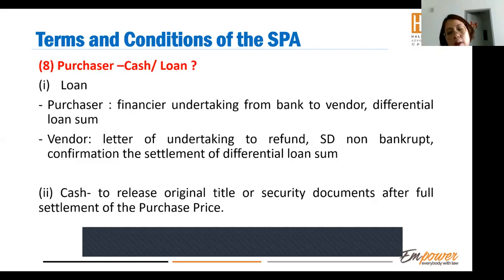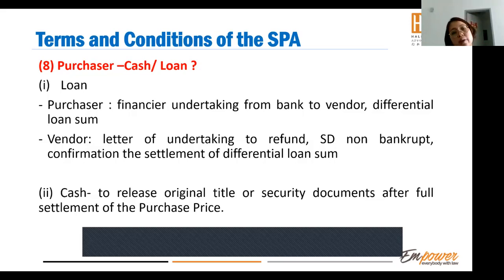Differential loan sum means the difference from the clean loan amount. If let's say you only obtain 80% of your loan and the deposit that you already paid is 10%, there will be a remaining 10% that the purchaser needs to fork up from his own funds and pay to the vendor's solicitor as a stakeholder. This one must be put in the agreement as well. If the purchaser is getting a loan, what is the vendor's obligation? The vendor needs to deliver a letter of undertaking to refund to the bank. The vendor needs to sign a statutory declaration for non-bankrupt. And also, vendor's solicitor, please remember, after you receive the differential loan sum, don't just put it in the account.